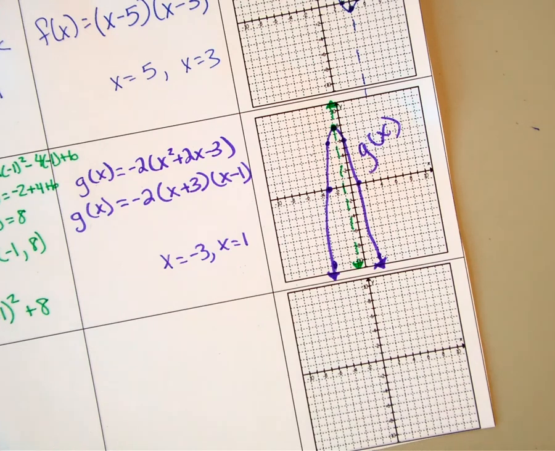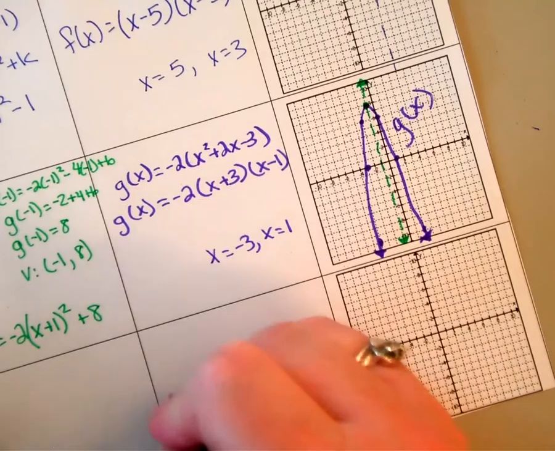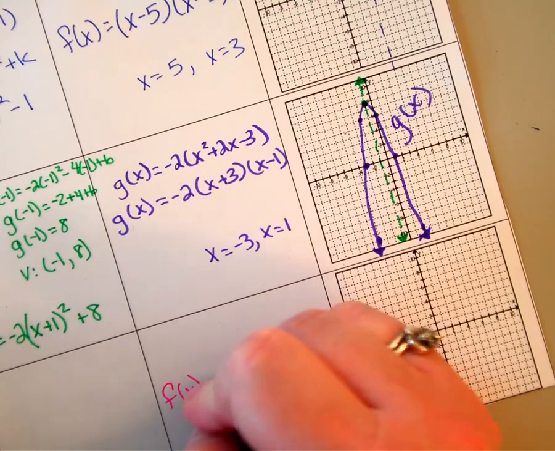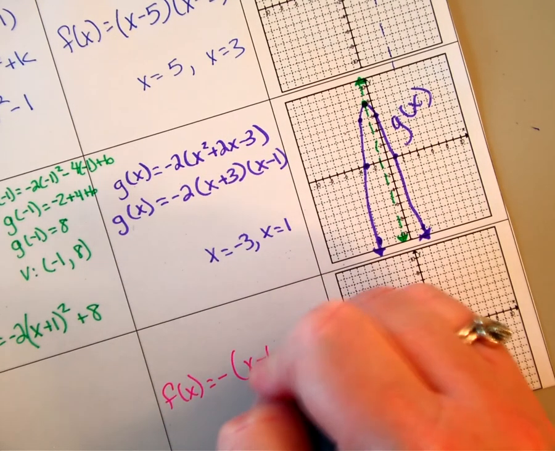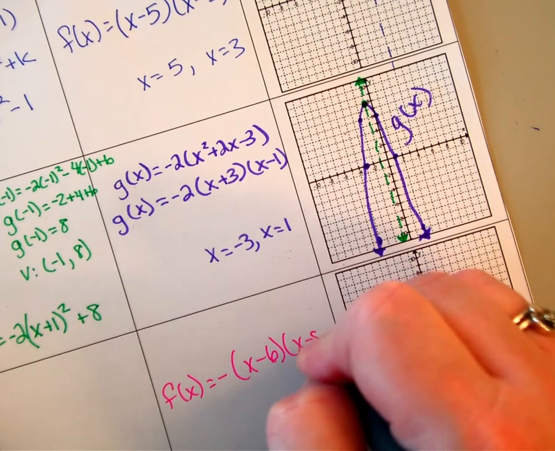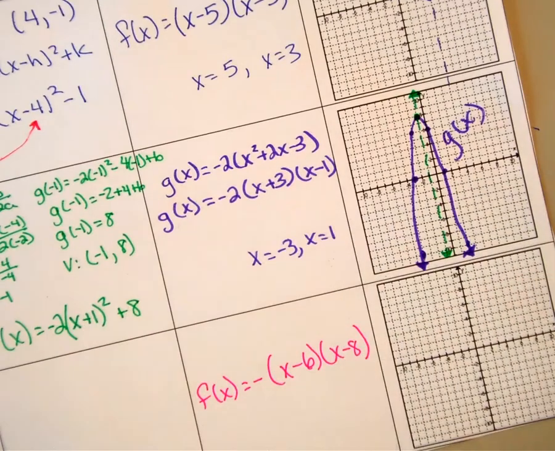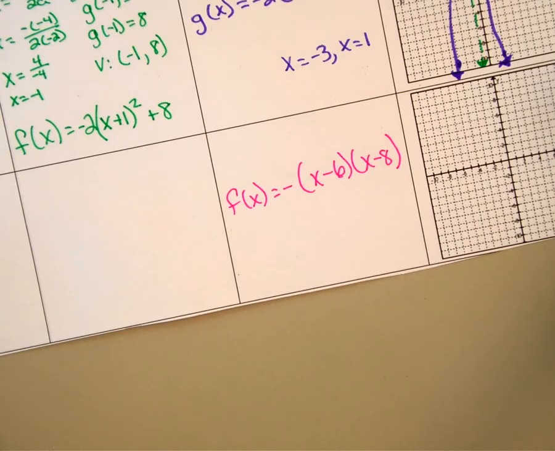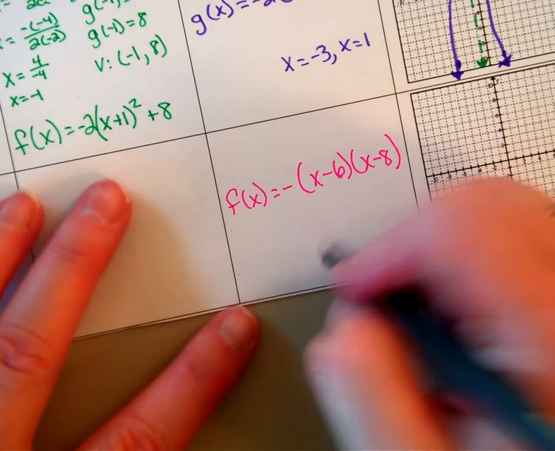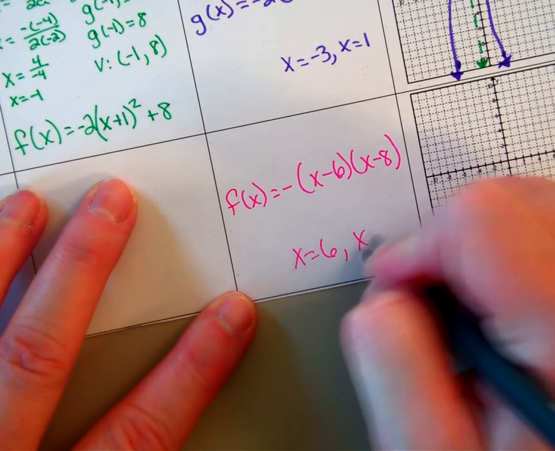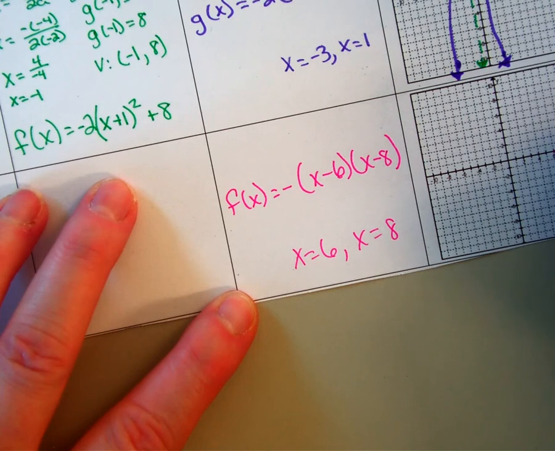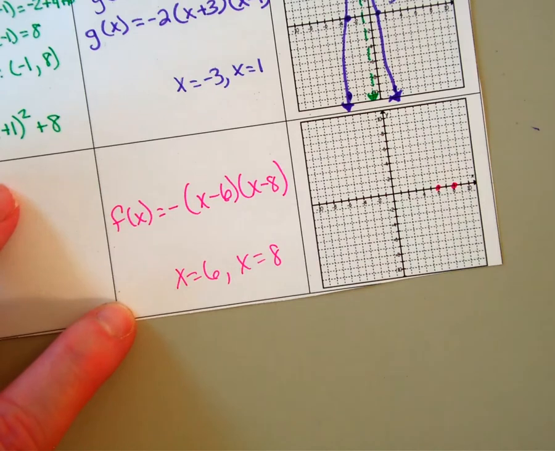All right, let's do one more. We're going to go backwards. Well, not backwards. We're going to start with a factored form this time. All right. Here we go. So I have roots at 6 and 8. So if you haven't already, 6 and 8, two dots right there on the x-axis.